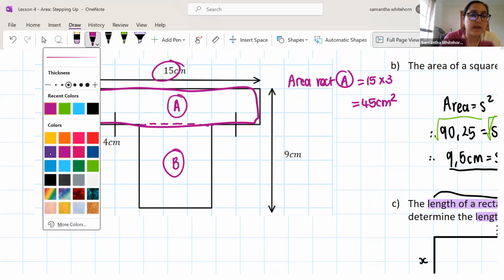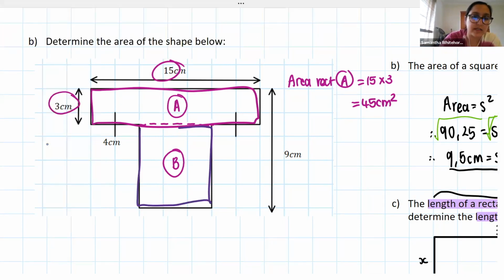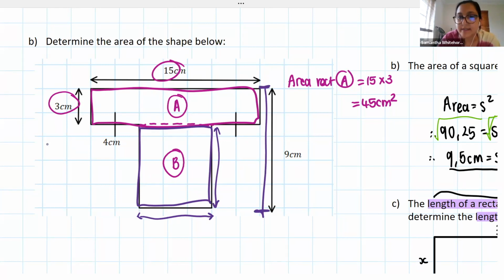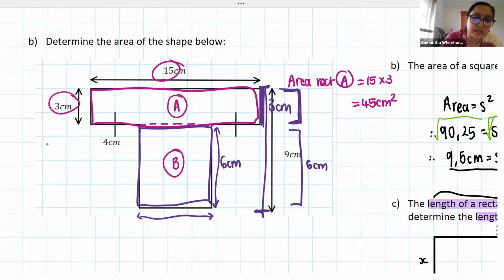The next rectangle that we have is this sort of smaller rectangle down at the bottom. And what I need to be careful of is that I know neither the length nor the width of this rectangle. I have to go and work that out. So if we have a look at the information we have, we know that this whole length from top all the way to the bottom of the T is 9 centimeters. We also know that the side length of this top rectangle is 3 centimeters. So if I've already accounted for 3 of my 9, what remains down at the bottom is 6 centimeters. So this length down here is 6 centimeters.